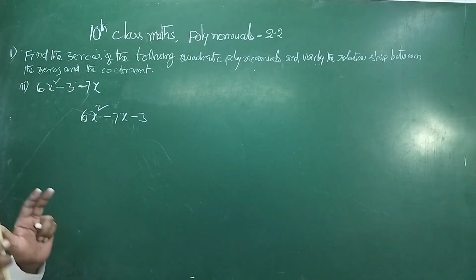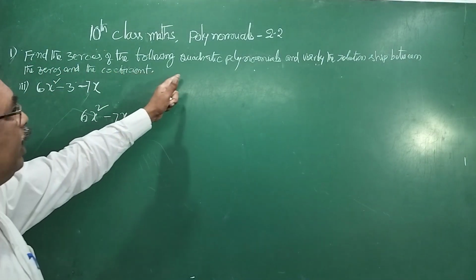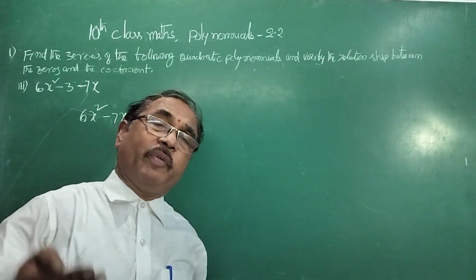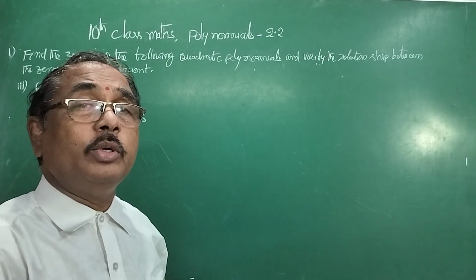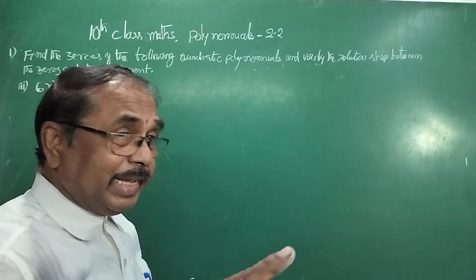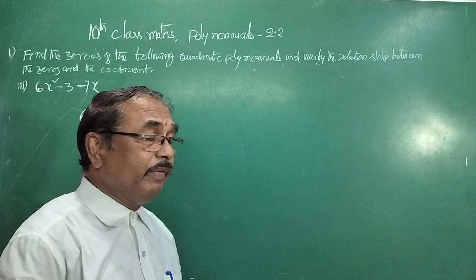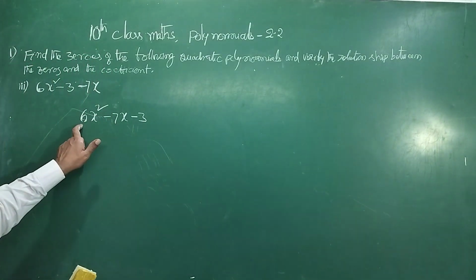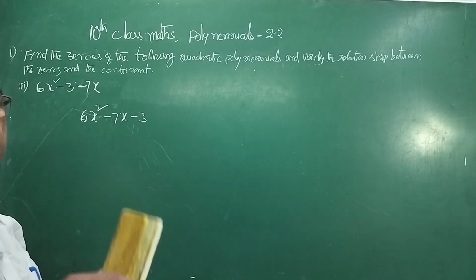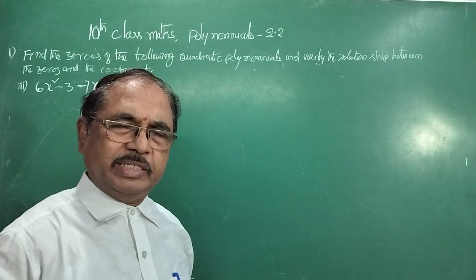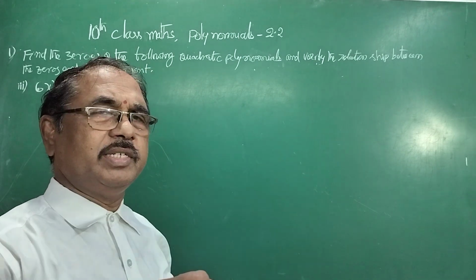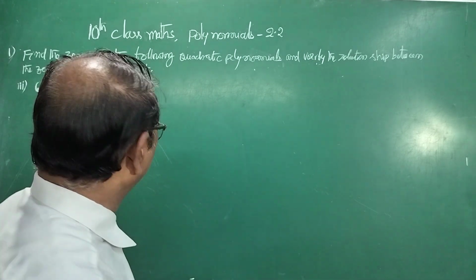What we have to find out? We have to find out the zeros first. After finding out the zeros, we have to check the relationship between coefficients and the zeros. Relations we have to check. That is later. First, we have to find out the zeros.